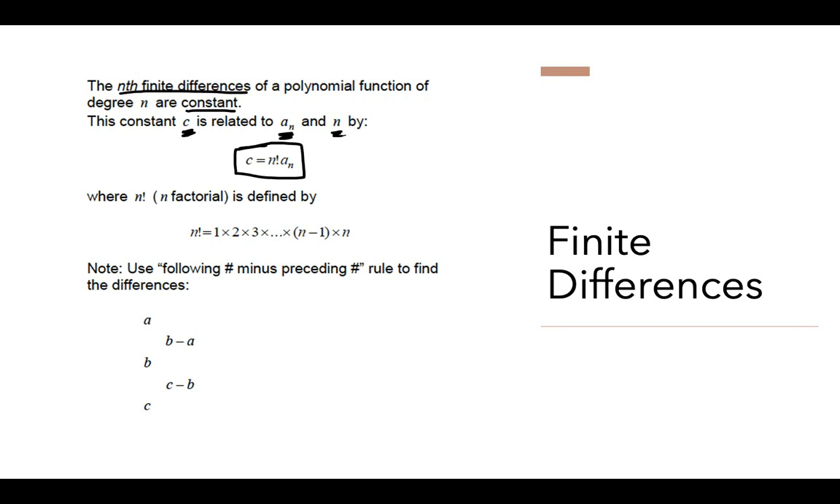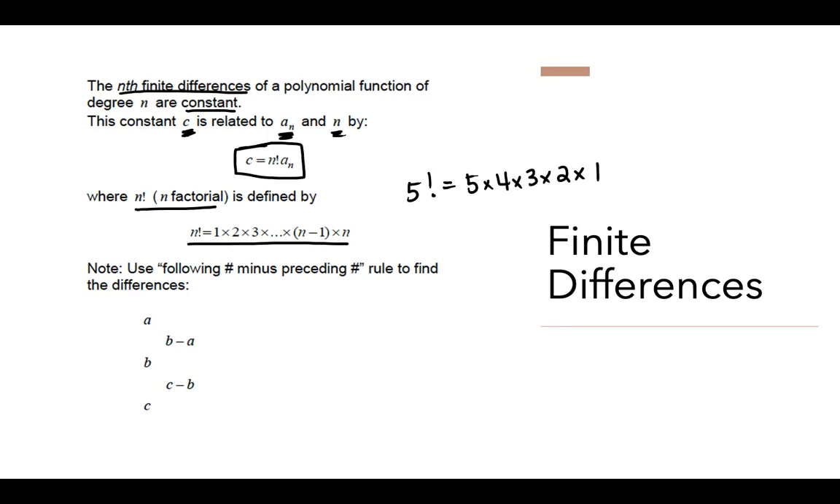For example, n factorial is represented by the number multiplied by the descending numbers. If I have 5 factorial, that means it's going to be 5 times 4 times 3 times 2 times 1.